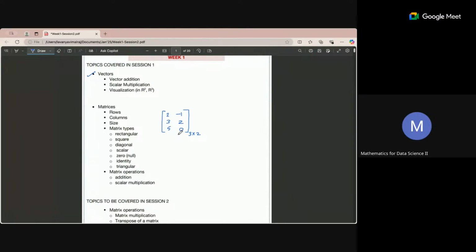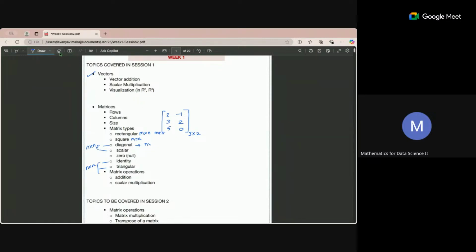And then we saw different types of matrices. Rectangular means you have an m by n matrix where m is not equal to n, right? And then you have a square matrix where m is equal to n. So the number of rows and the number of columns are the same. And then what are diagonal matrices? Diagonal, square, scalar, identity, triangular, all these are n by n matrices, right? These are only for square matrices.